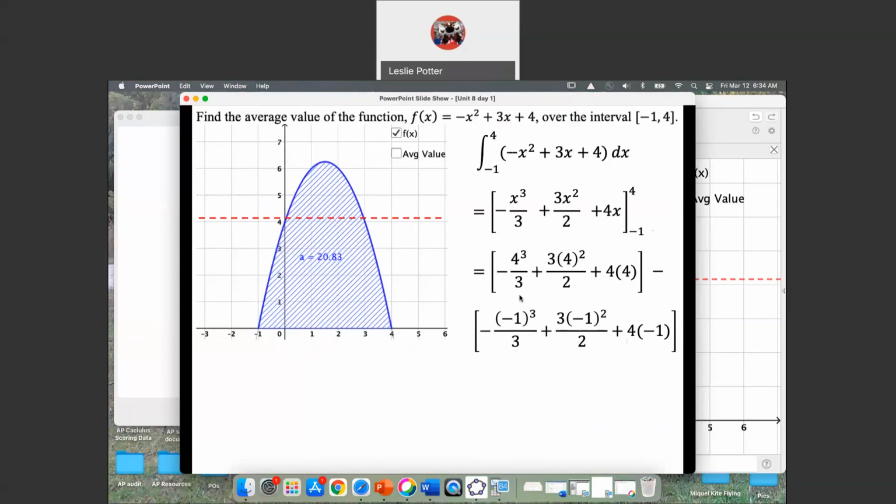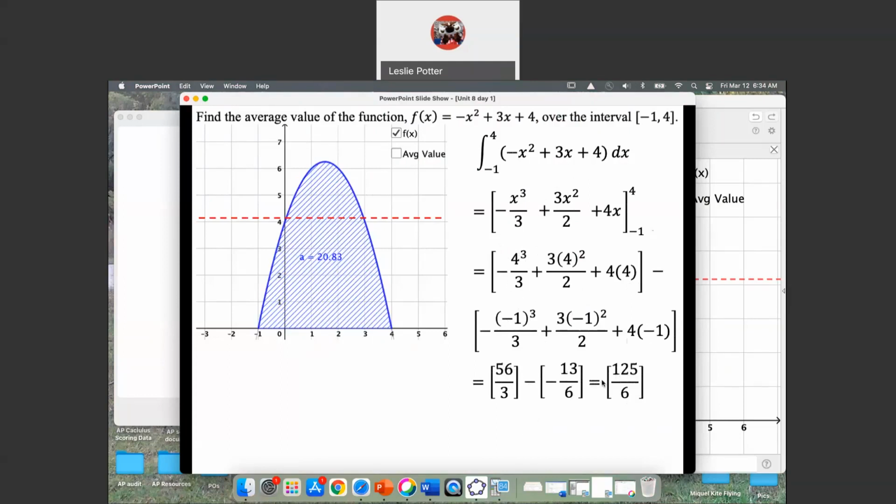So without getting too much into the computation here, when I evaluate plugging in 4, I get 56 over 3. And when I evaluate plugging in -1, I get -13 over 6. So subtracting a -13 over 6 is the same as adding. If we put this over 6, it looks like it's 112 over 6. So 112 plus 13 is 125 over 6.